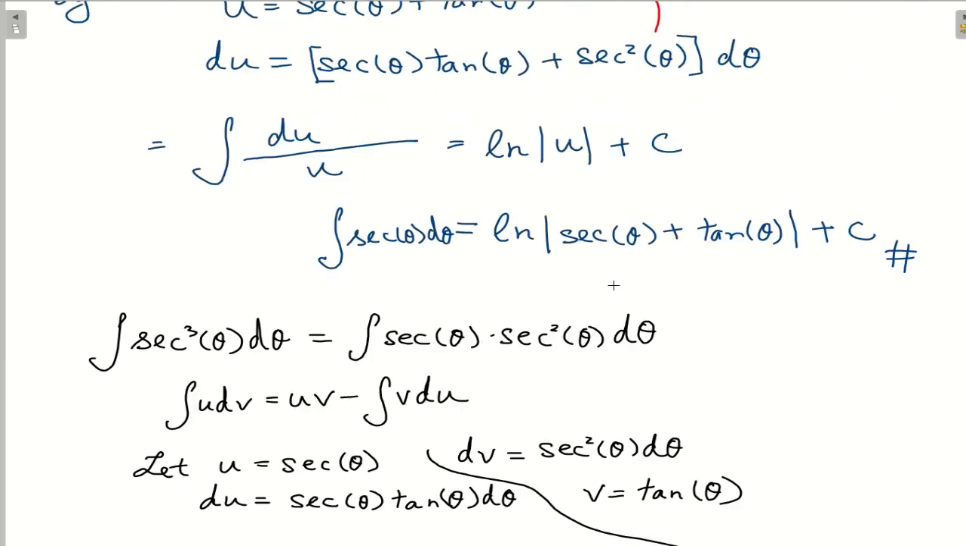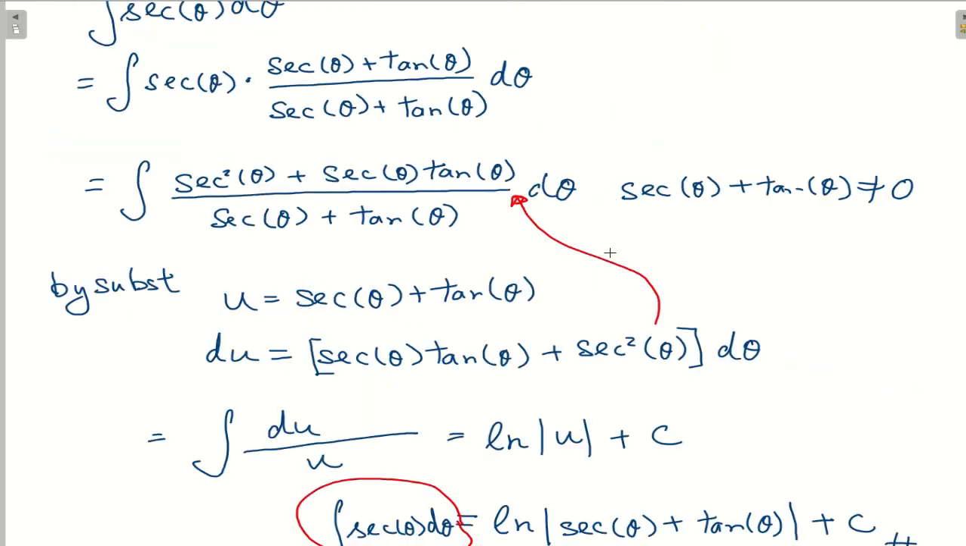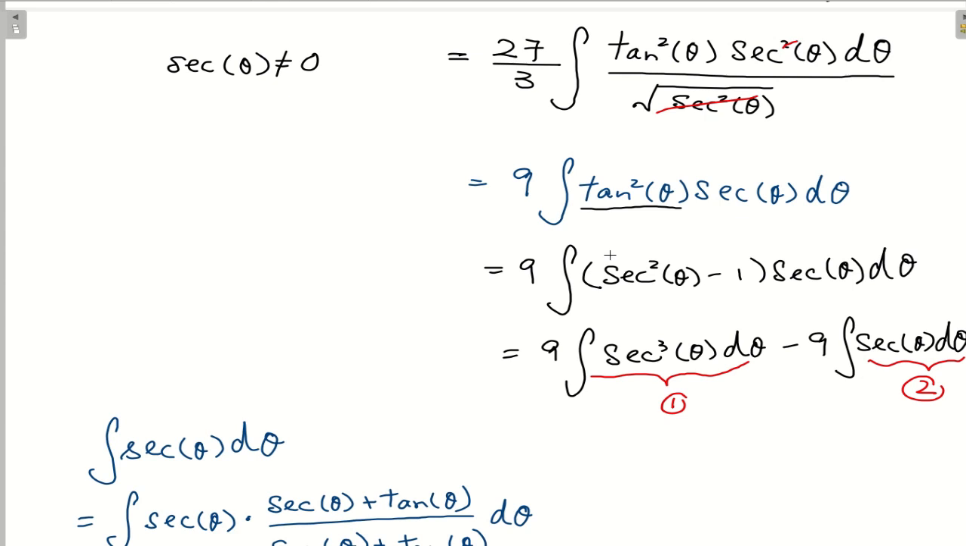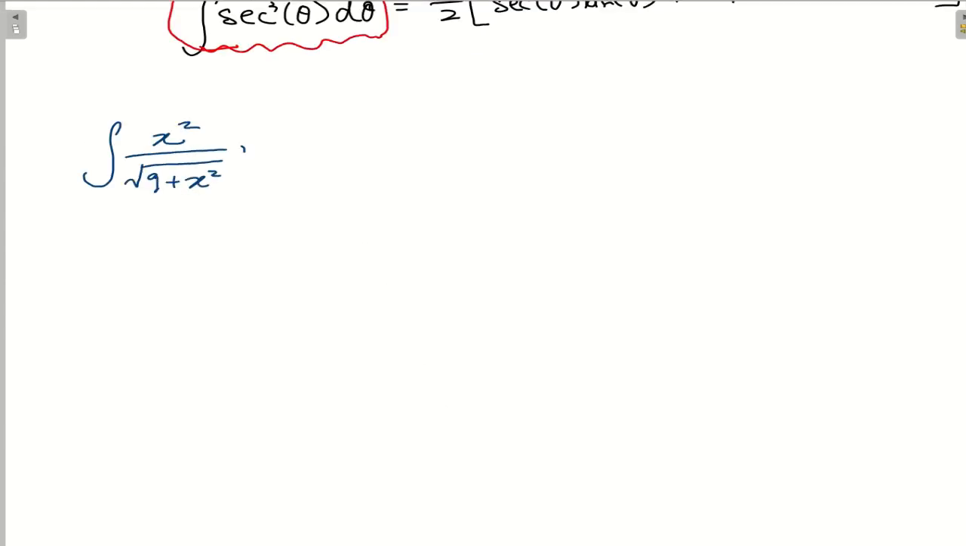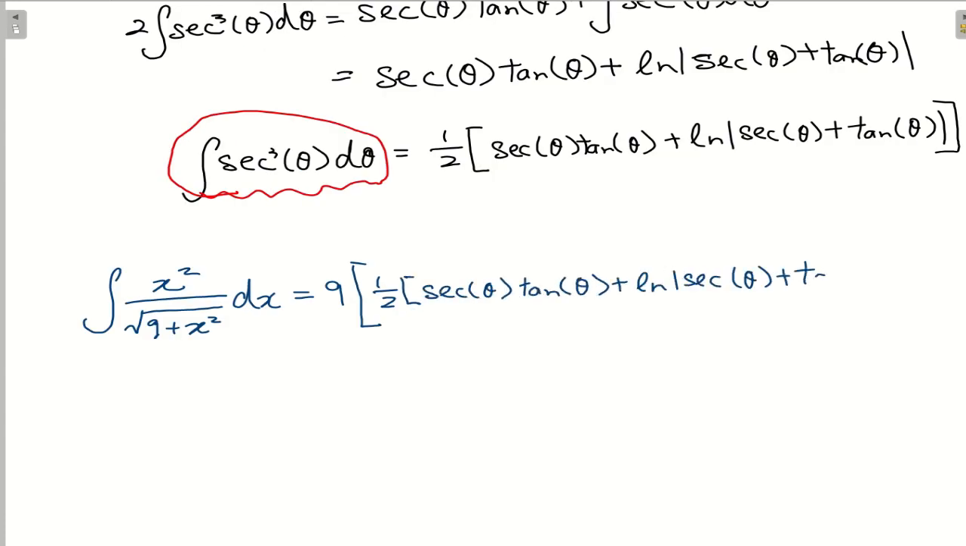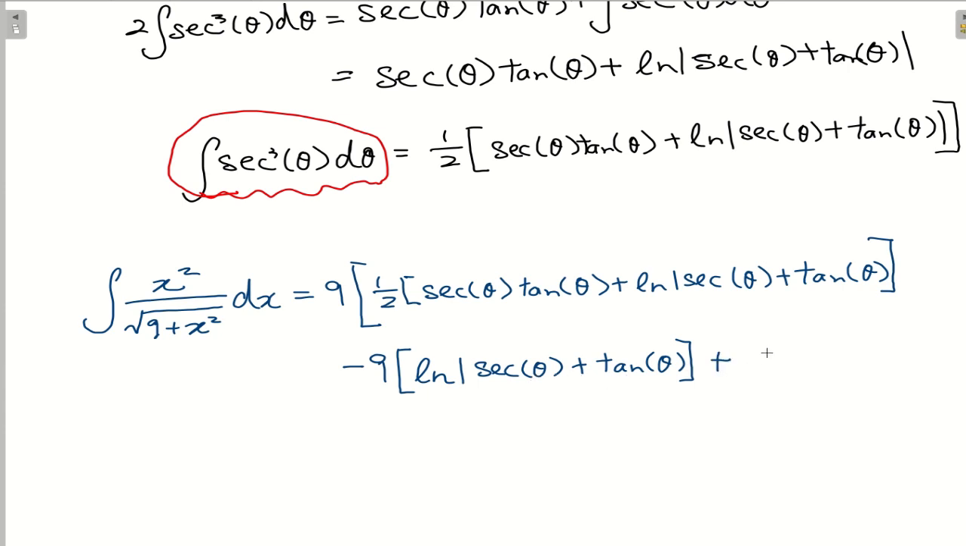And also we have the integration of this. So we combine these two results into this one. We got the final solution. The solution is a little bit long. We have 9 multiplied by half of (secant theta tangent theta plus log of secant theta plus tangent theta), and minus 9 log of secant theta plus tangent theta. And don't forget the plus c.